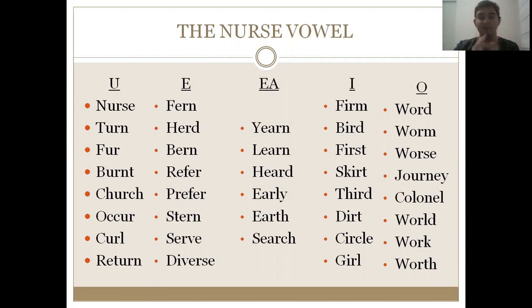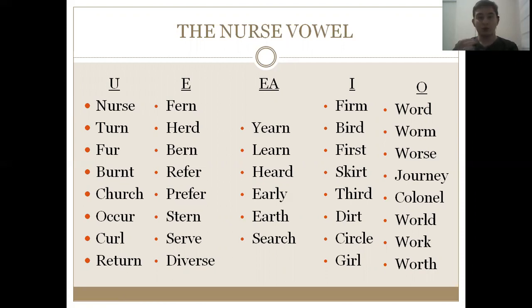If we look at the examples of the nurse vowel, we can see that you can have the same sound with different letters in the English language. As you can see from the example, U, E, EA, I, and O letters make the same sound in the words. I'm not going to read all of the examples out loud, so you can try to read them and see if you pronounce them correctly before me. Then I'm going to read them.